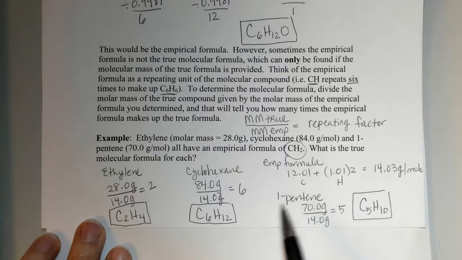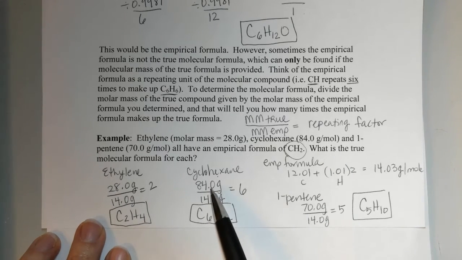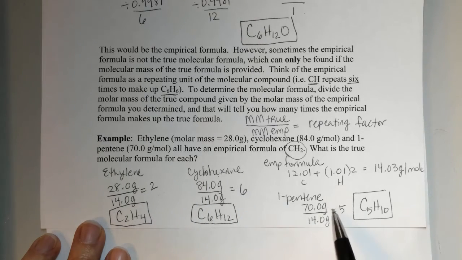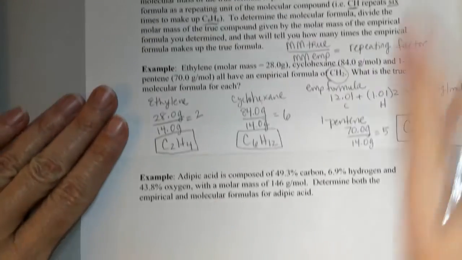So in each of those examples, you take the molar mass of the true compound, divide it by the molar mass of the empirical, and that'll tell you how many times it repeats. Now, in this case, you don't use multipliers. That repeating factor has to be a whole number. All right, so let's do one final example, kind of pulling all of this together.